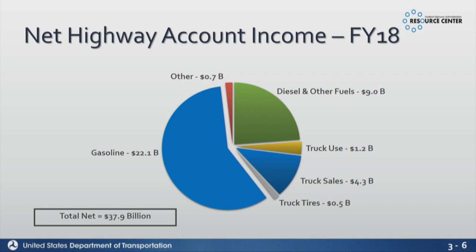I believe, how much was the last authorization? Was it $60 billion that we needed? So 50. The offset. We had to have an offset from the general fund, $70 billion. So this collected $37.9 billion. So that's why there's such a challenge with the trust fund.